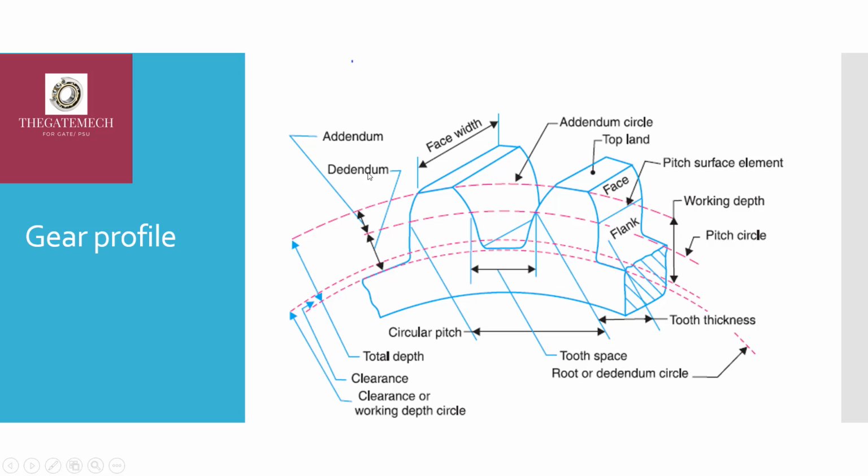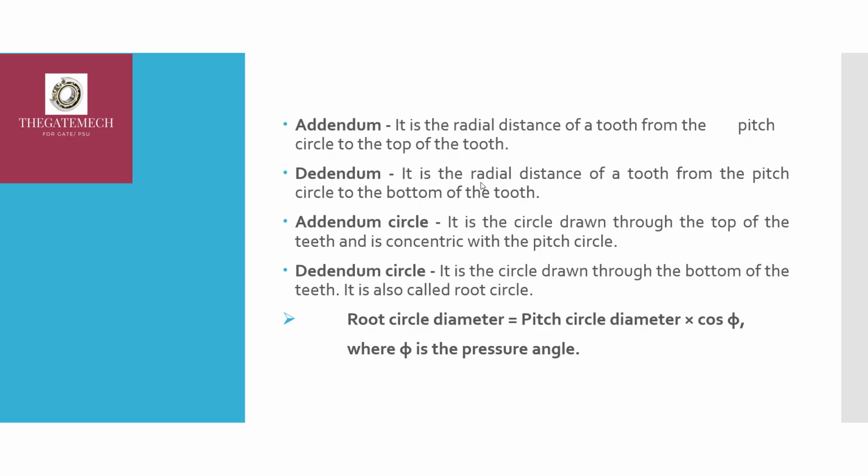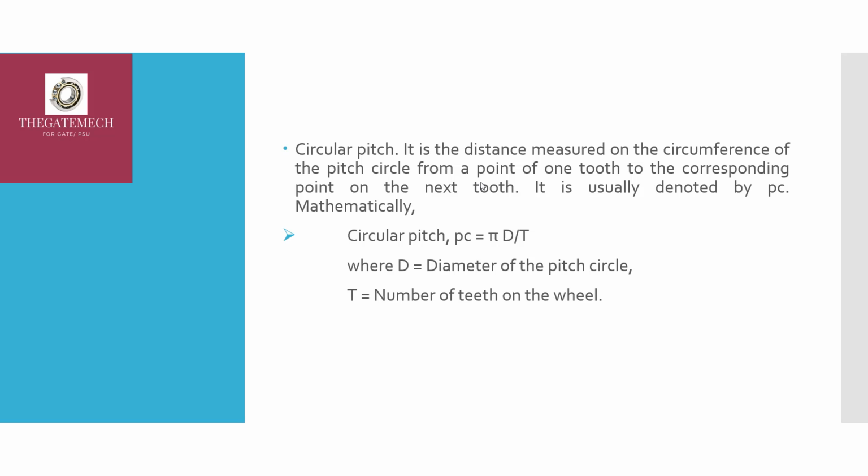The next terms are addendum circle and dedendum circle. These are concentric with the pitch circle. The addendum circle is drawn through the top of the tooth, and the dedendum circle is drawn through the root of the tooth. The dedendum circle is also known as the root circle, and its diameter is equal to the pitch circle diameter times cos phi, where phi is the pressure angle.